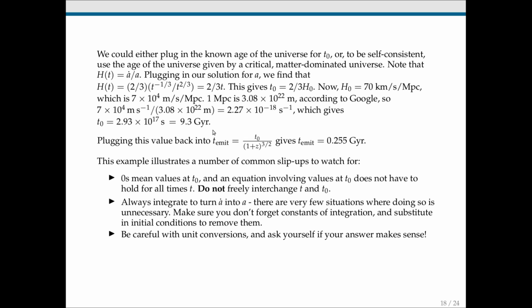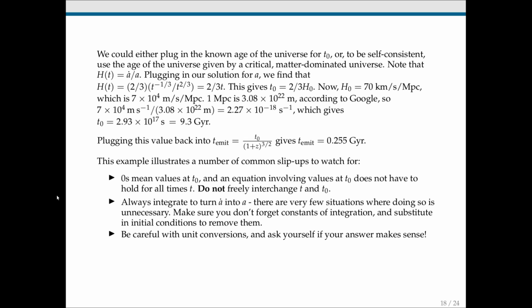We can then plug 9.3 gigayears into the equation we had above, which gives t_emission equal to 0.255 gigayears. Now, this example illustrates a number of common slip-ups to watch out for. The first is that zeros mean values at time t0, and an equation involving values at t0 does not have to hold for all times t. Do not freely interchange t and t0.